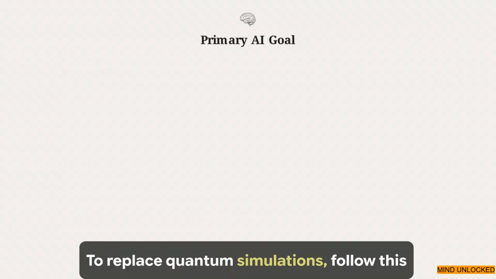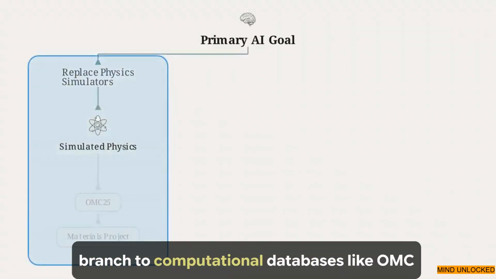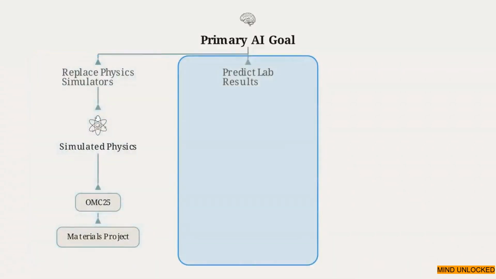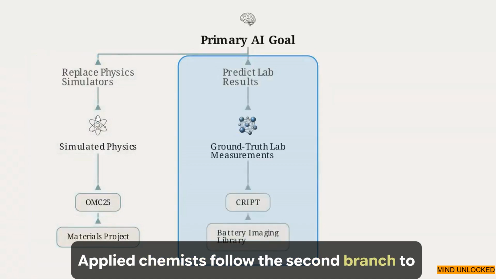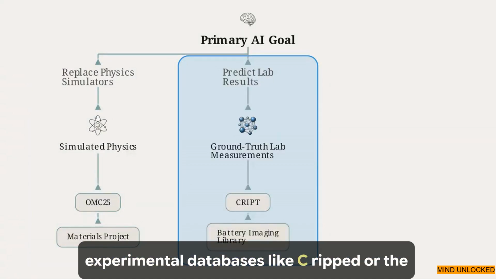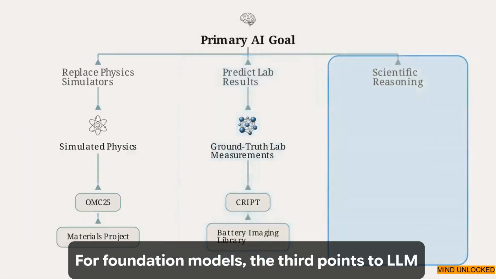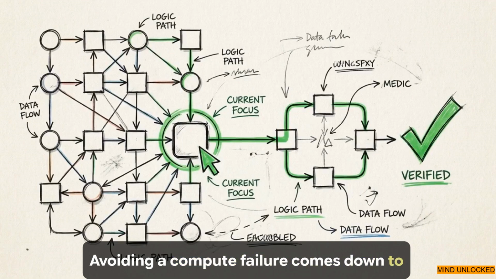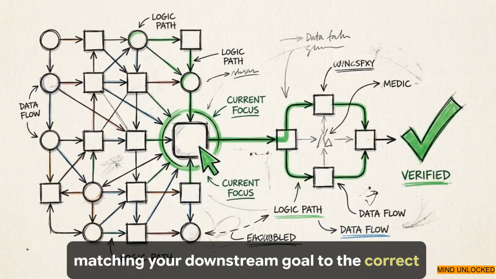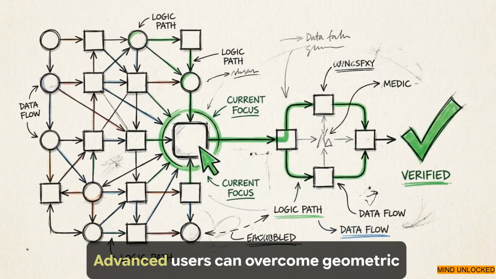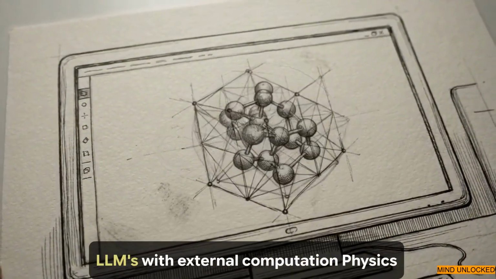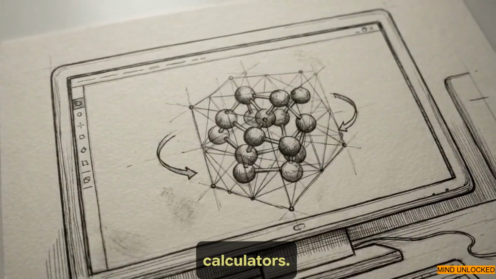To replace quantum simulations, follow this branch to computational databases like OMC25 or the Materials Project. Applied chemists follow the second branch to experimental databases like CRIPT or the Battery Imaging Library. For foundation models, the third points to LLM corpora like ChemBench. Avoiding a compute failure comes down to matching your downstream goal to the correct starting node on this matrix. Advanced users can overcome geometric blindness by pairing the reasoning power of LLMs with external computational physics calculators.